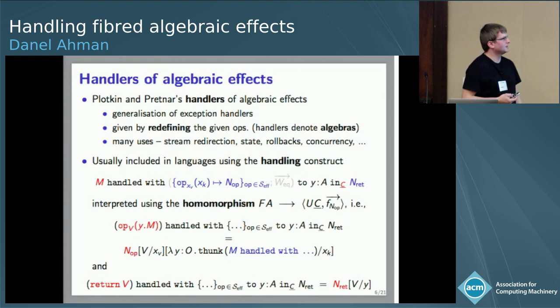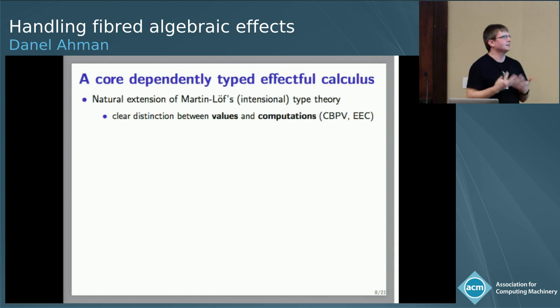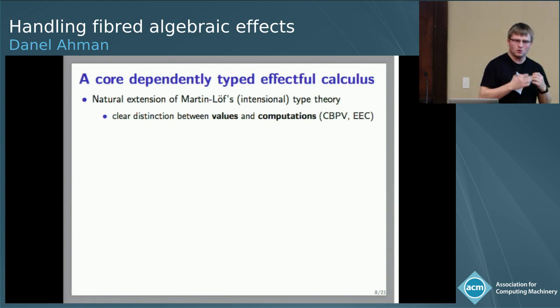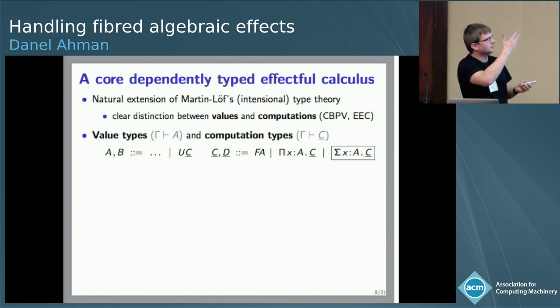So let's now look at the kind of dependency type setting that I'm working in. It's based on a paper from a few years ago with Neil Ghani and Gordon Plotkin, and it's meant to be a nice core calculus for effectful dependency type programming. It's very explicit. It's in the style of call-by-push-value or the enriched effect calculus, so it will make a very clear distinction between values and computations, both at the type level and then the term level. So you have value types. The dot dot dot is all of Martin-Löf type theory, so sigma types, pi types, propositional equality, whatnot.